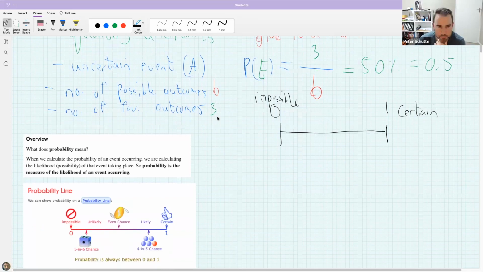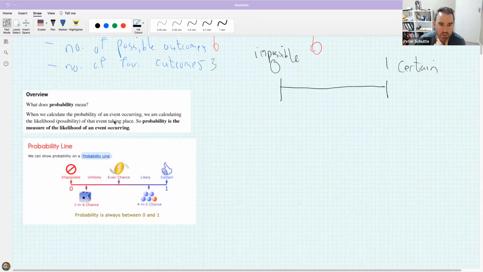So if we use more technical words, what does probability mean? Well, here's the definition. We calculate the probability of an event occurring. We are calculating the likelihood or the possibility of that event taking place. So probability is just the measure or number of the likelihood of an event occurring.